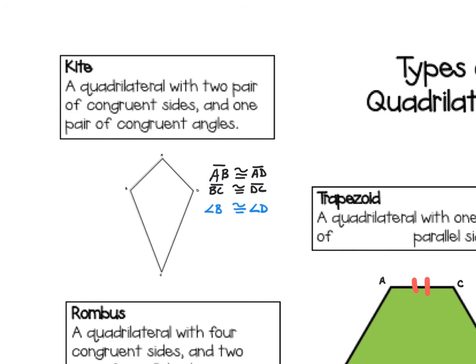Bam, love that. Now on top of that, you've got angle B right here is congruent with angle D right here. So this angle here is going to be congruent with this angle here. Now the lengths can vary, right? And the angles can vary depending on the dimensions of the kite, but all of these are going to be congruent. So this line will be congruent with this line, and this angle here will be congruent with this angle here. So once again, a kite: a quadrilateral with two pairs of congruent sides and one pair of congruent angles. Bam, there you have it.